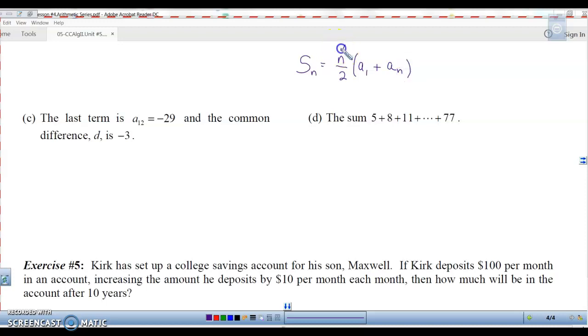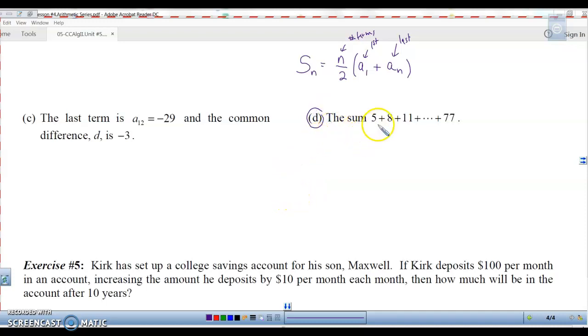Okay, so this is the number of terms. This is the first term. This is the last term, whatever the sequence has to be. Okay, so we left off on letter D. That's what we're going to look at for this one.